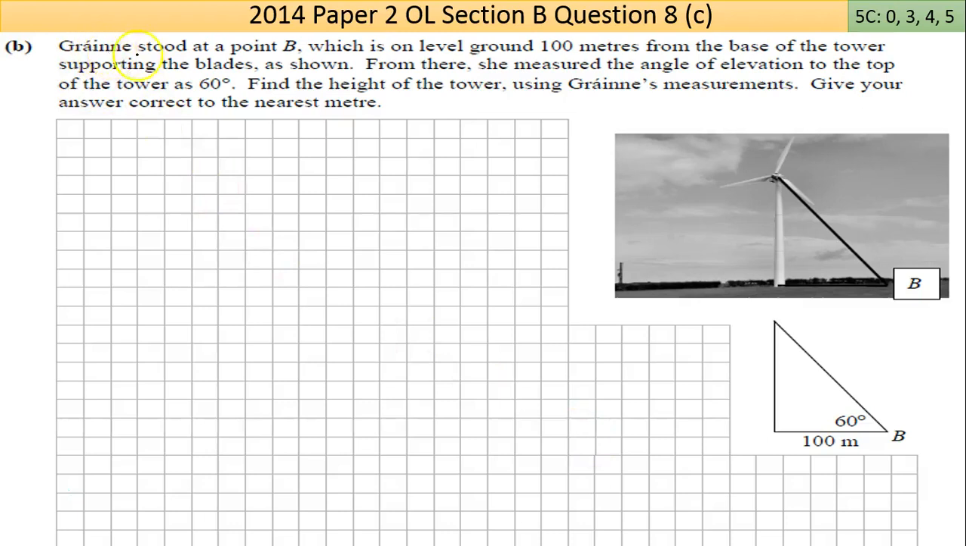Now, part B here. Grania stood at a point B, which is on level ground 100 meters from the base of the tower, supporting the blade. So the tower's here. She's 100 meters away at point B. From there, she measured the angle of elevation to the top of the tower is 60 degrees. So she's measuring this using probably a clinometer. It's a very simple device for measuring angles. Probably can't see what I'm doing there. Okay, let's say 60, okay. Find the height of the tower using Grania's measurements. Give your answer correct to the nearest meter.